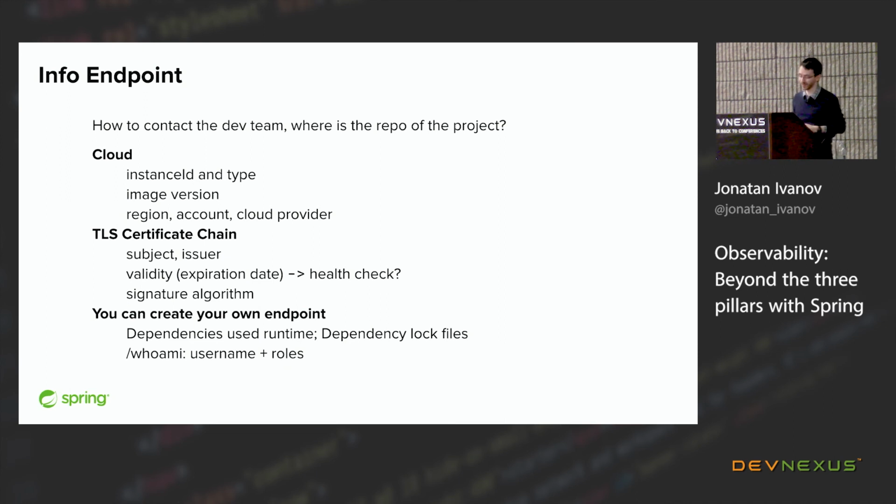And so on. Also, if you're running in a cloud environment, you can put things there like, hey, what is my instance ID, my instance type, which account, which region am I running in? If you are on HTTPS, you can put there the subject and the issuer, so that you can see if you have or why you have trust issues. You can also put the expiry date on it.